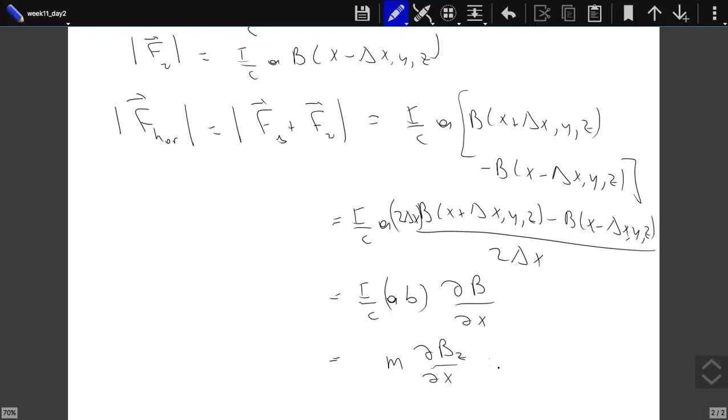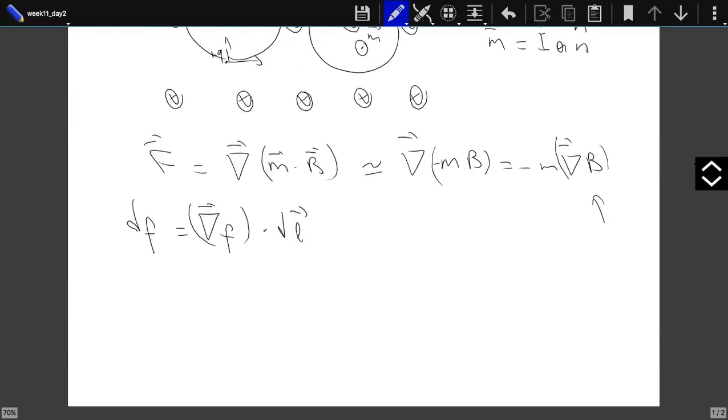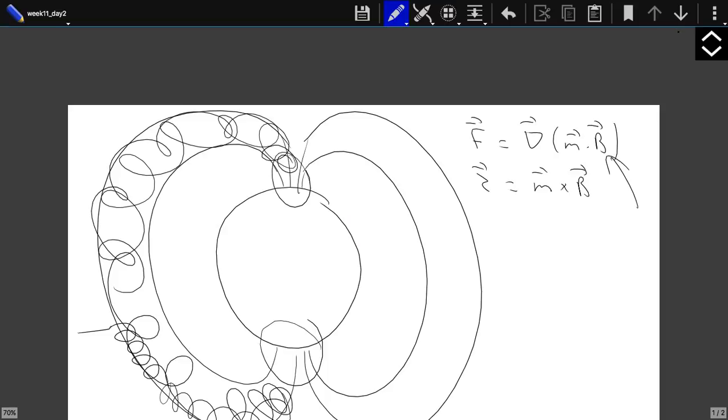Because if the B field is homogeneous, just looking at these horizontal components of this force over here, we will see that they will cancel. The total force acting on the left-hand side will be equal to the total force acting on the right-hand side, and they will just cancel. But if the B field is not homogeneous, in that case, there will be a slight imbalance between F1 and F2, and then the net force will not be 0. So that's basically why we have in this force expression this gradient as the derivatives.